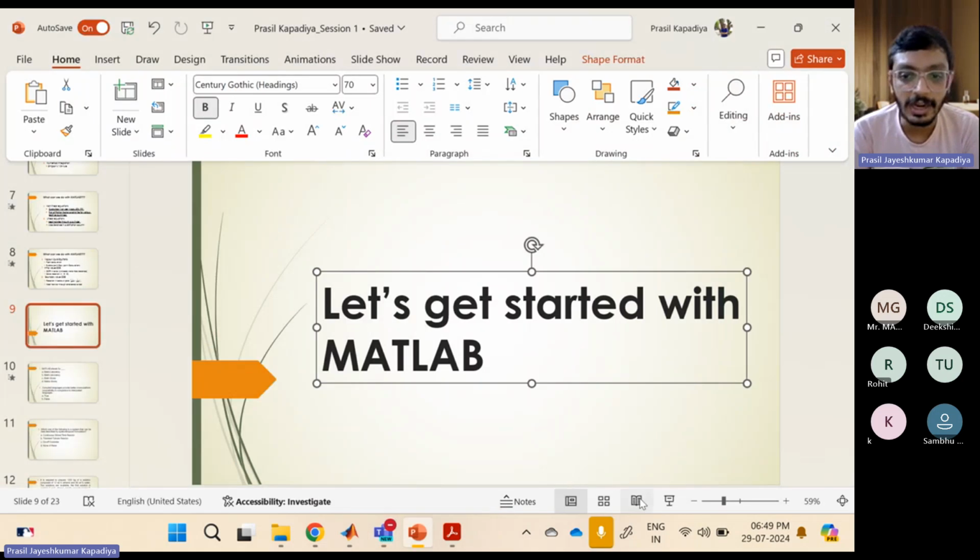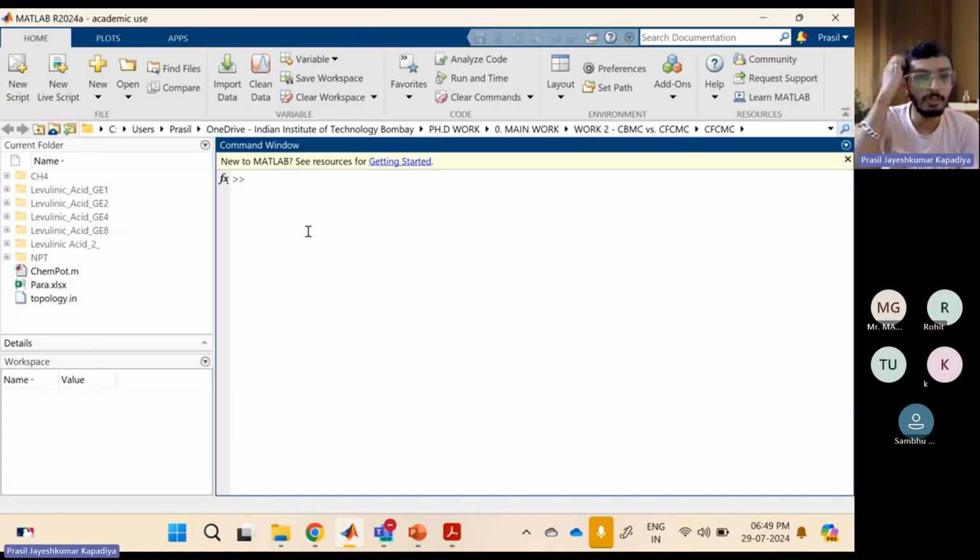Okay, so let's get started with MATLAB. I've already opened MATLAB, and I am having 2024a with an academic license, so it is for academic use only. So this is the MATLAB window. When I open it, it looks like this. This part of the MATLAB window is called the tool strip. You don't need to remember all these names, but sir has already covered this, so I am just telling it.